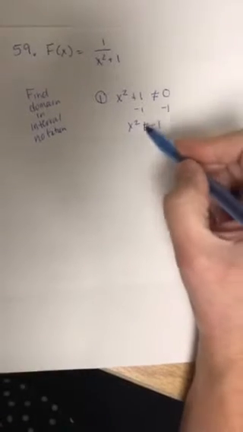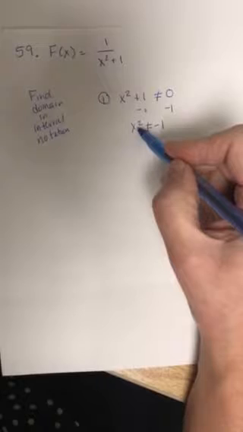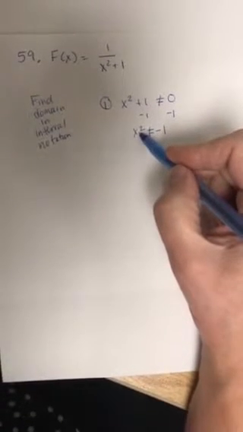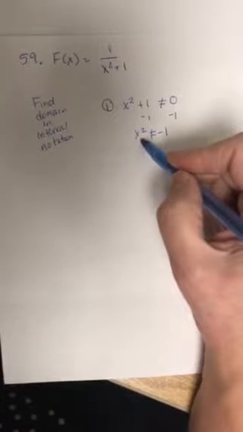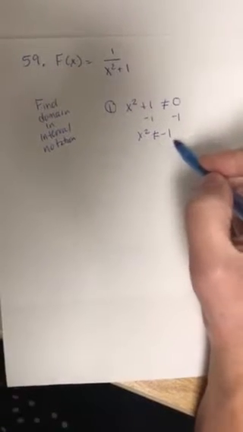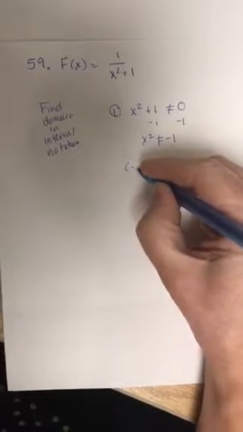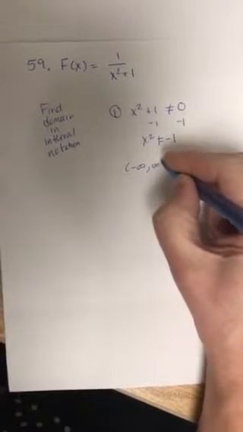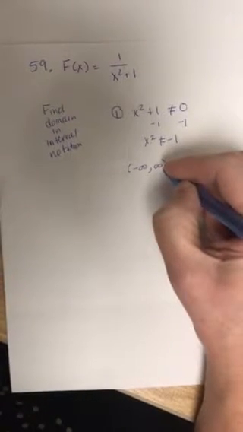Now, if you square something, you're going to get a positive number. A negative number times a negative number is always positive. A positive number times a positive number is always positive. So there's no way that I could plug a real number in and get a negative number out. So that means all real numbers can be plugged in for x, and my output can't be 0.